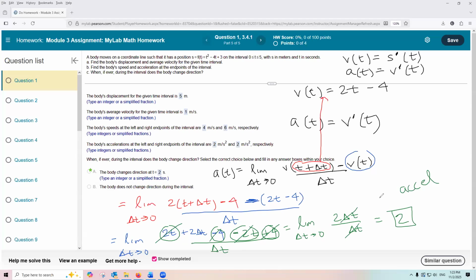And notice this doesn't depend on t. So what that means is the acceleration is constant. So the acceleration at t equals 0 is 2. The acceleration at t equals 5 is also 2.